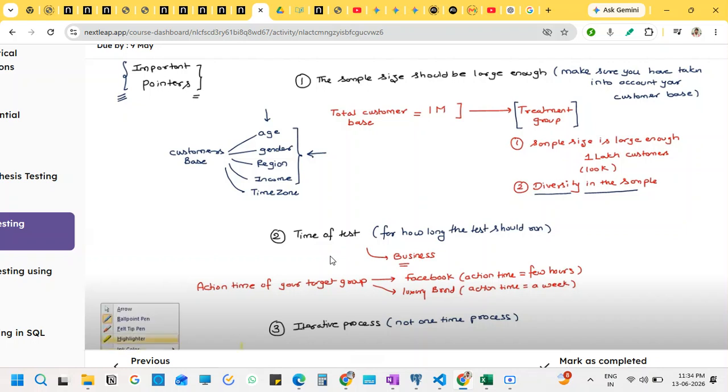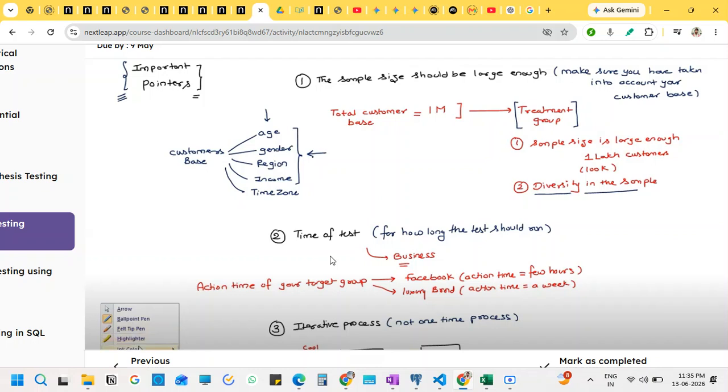Then there should be a cooling time. You should wait for some time so that there can be a variation which you can introduce in your treatment group. This is your cool time. And then you should run the A/B test again for 2 weeks. And if it is again failing, then you should again wait for some time, and then run the test again, let's say for 2 weeks.